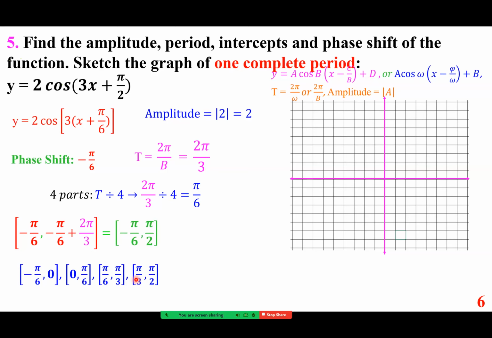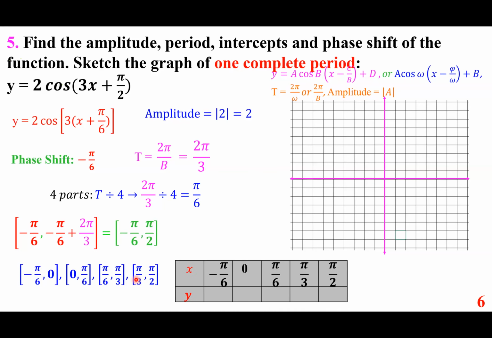Just as an example, minus pi over 6. If I put it here, I get 0. Cosine of 0 is 1, times 2. I get 2 here. If I put 0, I get pi over 6 times 3, which is pi over 2, cosine is 0. And we can calculate the rest of it.